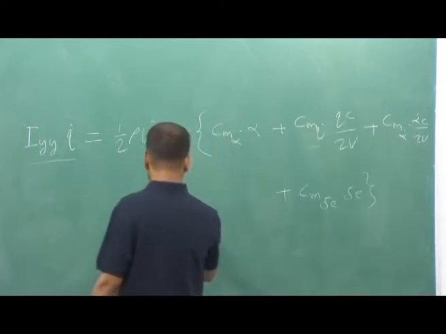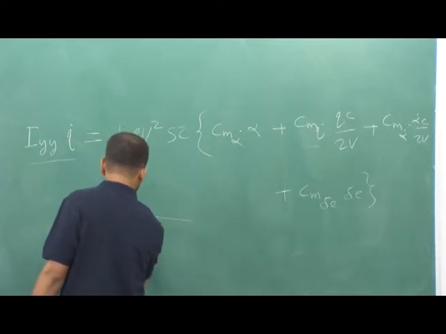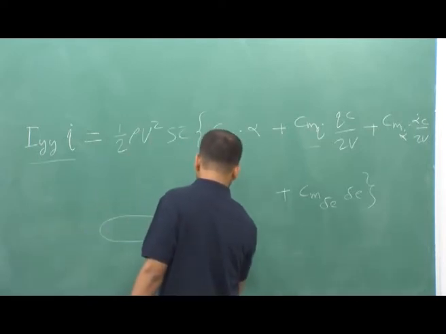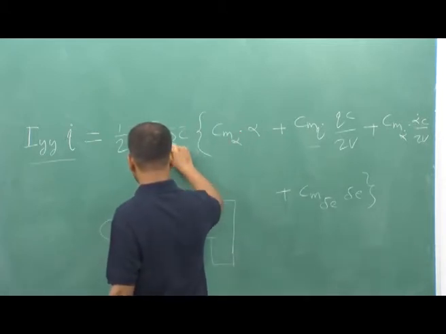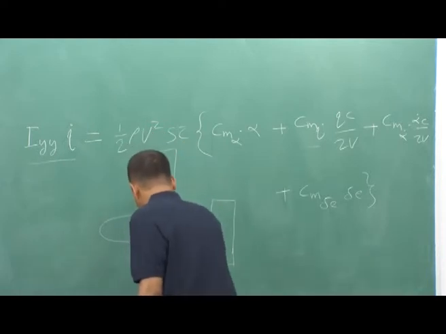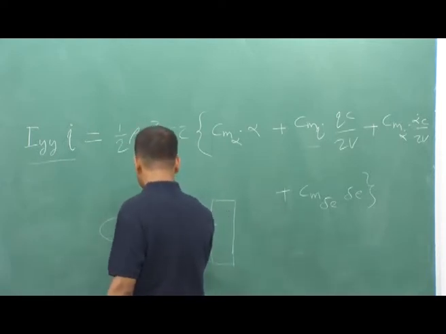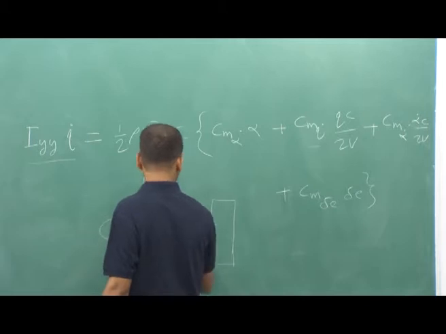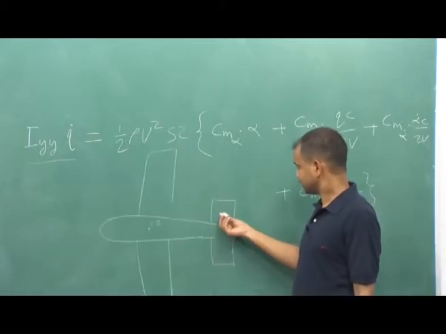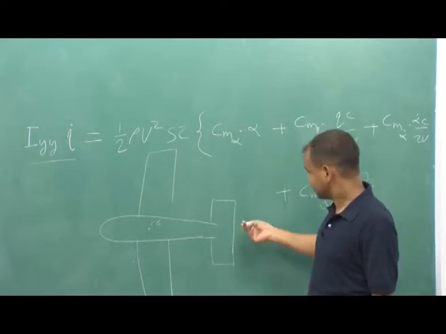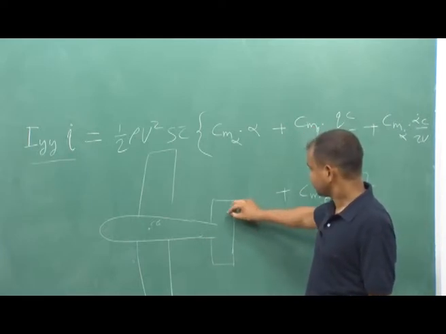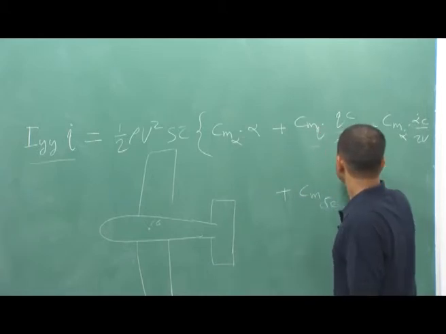If I see the top view of an airplane, when there is a pitch rate, this horizontal stabilizer will have a tendency to oppose that change in the pitch, and due to this force we get this Cm q.